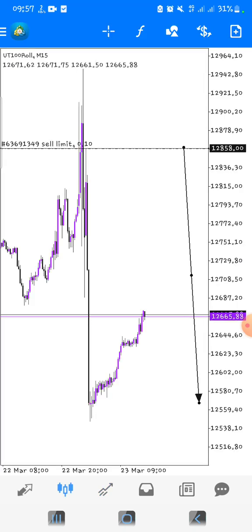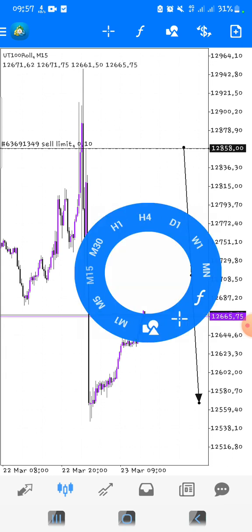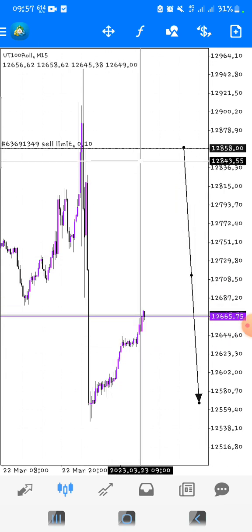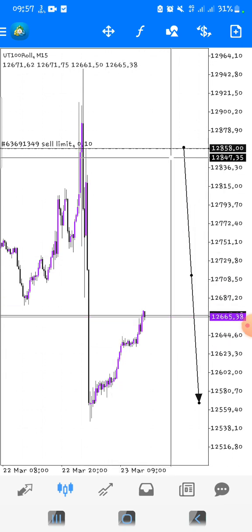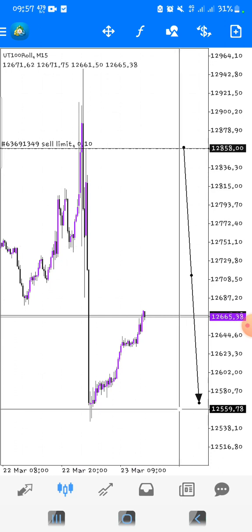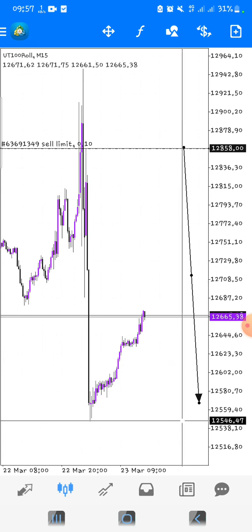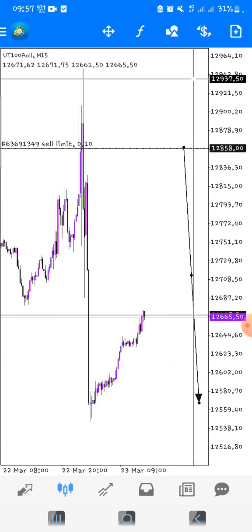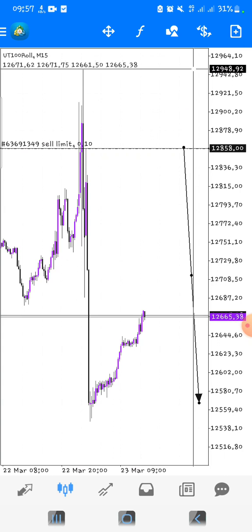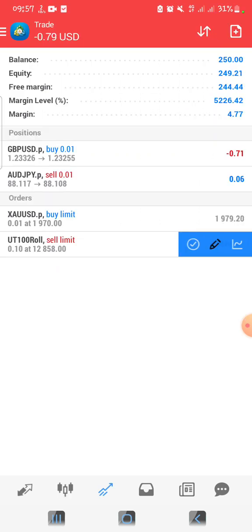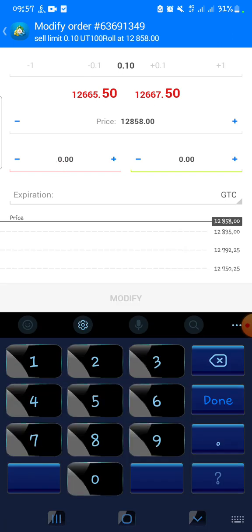So you can see that at that point where I have the horizontal line, there's a sell limit. So when price rises up to this point, it will trigger my sell trade, and now my trade will play out, either to my TP or my stop loss. Let me set the TP and stop loss. So TP 125.46, stop loss 129.48. So stop loss 129.48, and then TP 125.48.